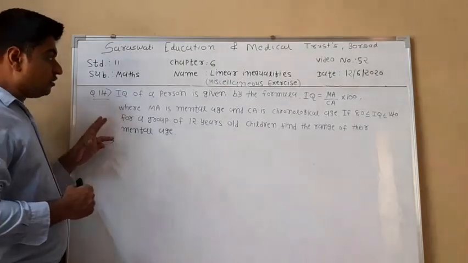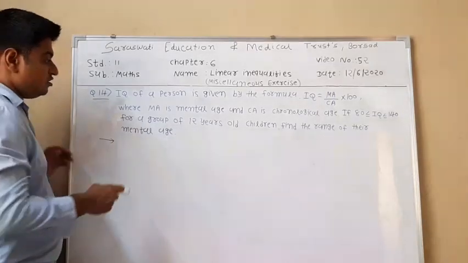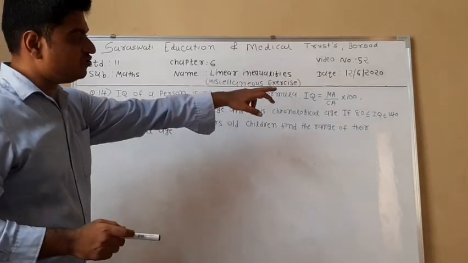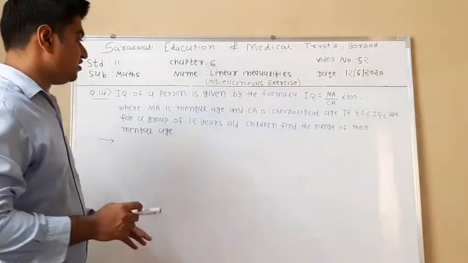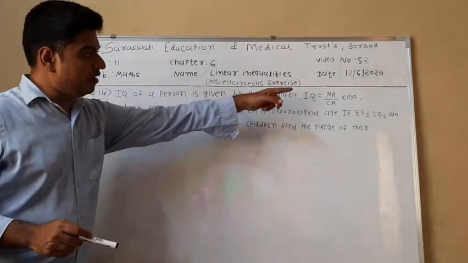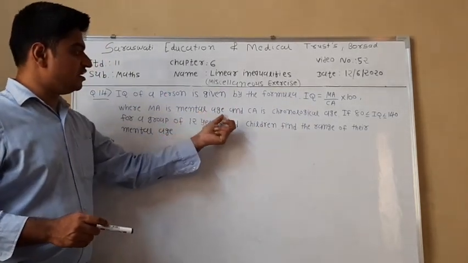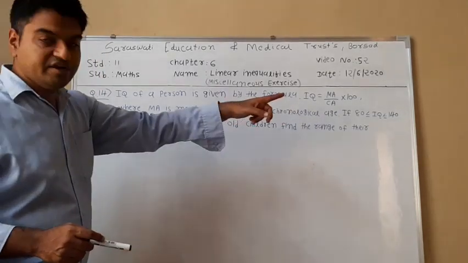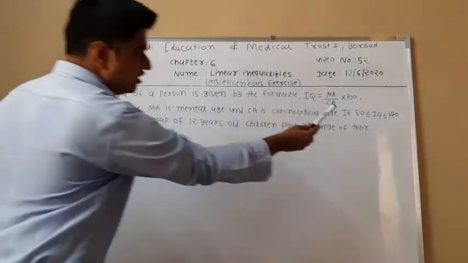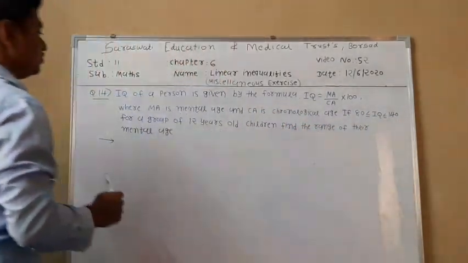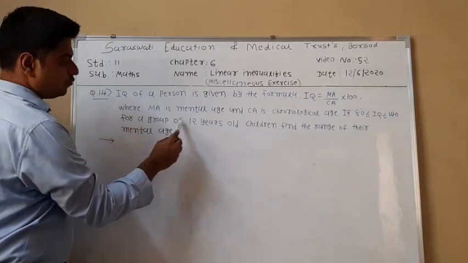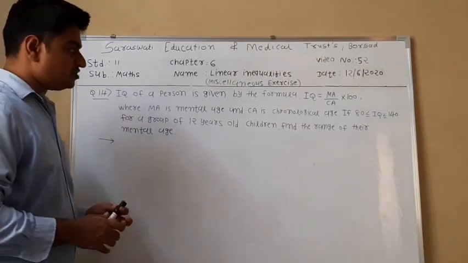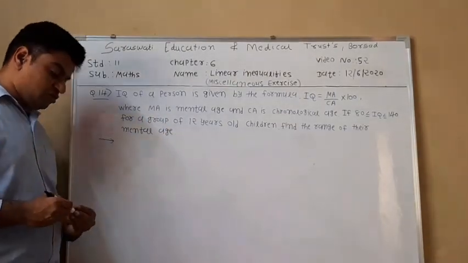Okay. Next question. Miscellaneous exercise question number 14. IQ of a person is given by the formula IQ is equal to MA upon CA multiply 100. What is the meaning of M? MA means mental age and CA means chronological age. Now the condition is given: if 80 less than equal to IQ less than equal to 140, for a group of 12-year-old children, find the range of their mental age. That means our question is to find out the mental age.